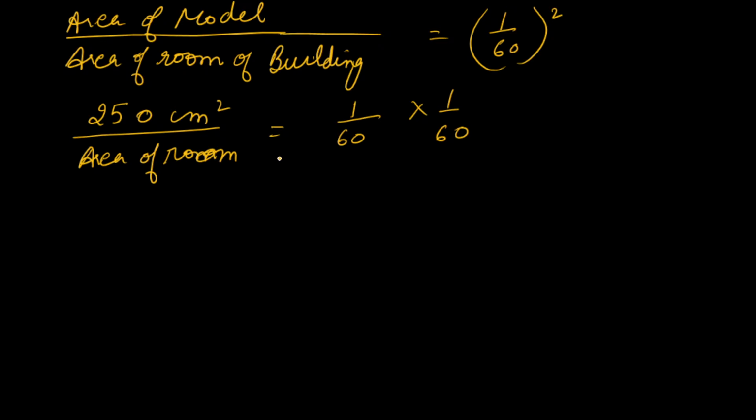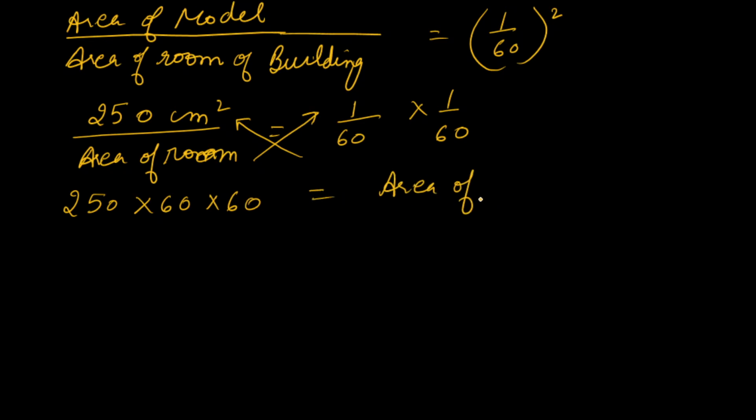Now let's do cross multiplication. Area of room I'll just shift to the other side, then 60 I'll shift to this side. So 250 into 60 into 60 is equal to area of room. See, area of room with 1 if we multiply, it will be area of room itself. Yes, so multiply this and tell me the answer. 250 into 6 into 6 is 36. 2 zeros we can write. 3600 into 250.